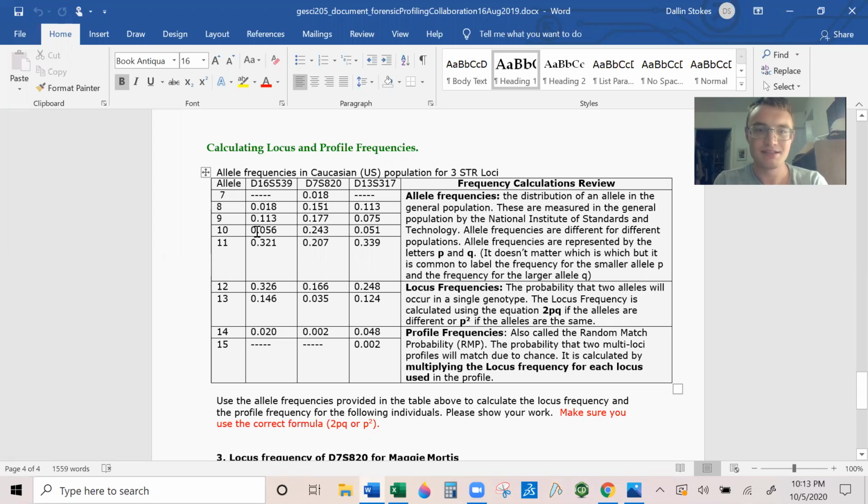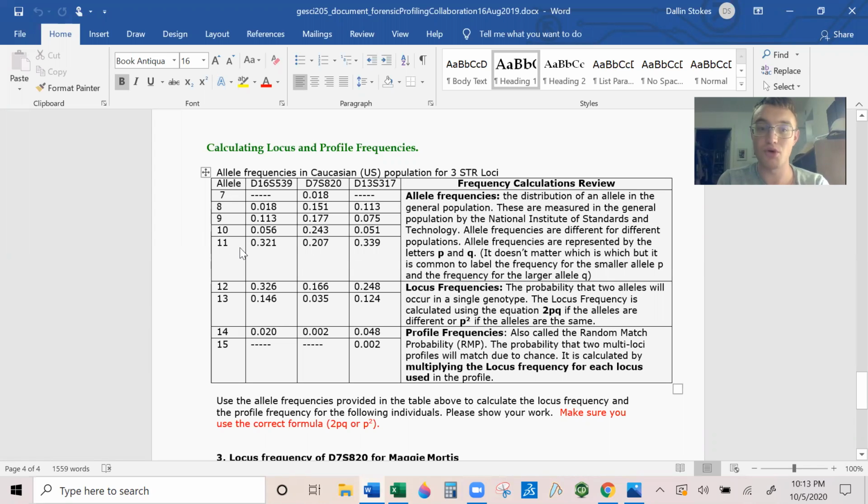This is saying that there is a 5.6% chance that if I grab a random Caucasian in the US off the street, they will have at least one 10 allele. That's what that means. There is a 32% chance that they will have at least one 11 allele.